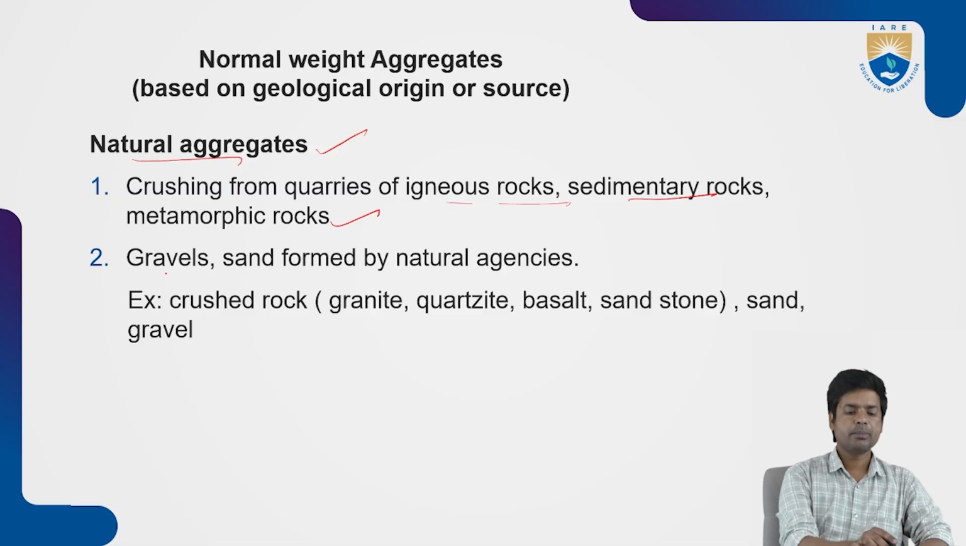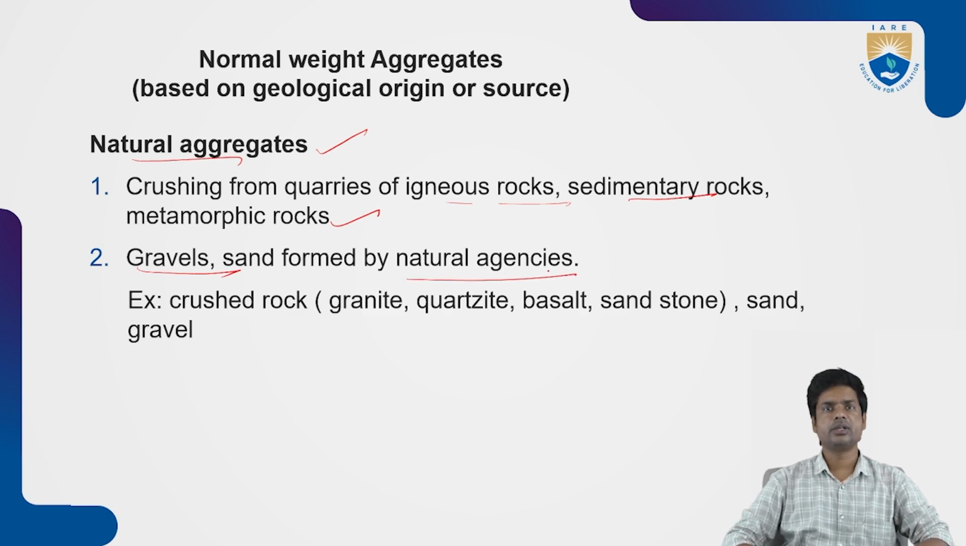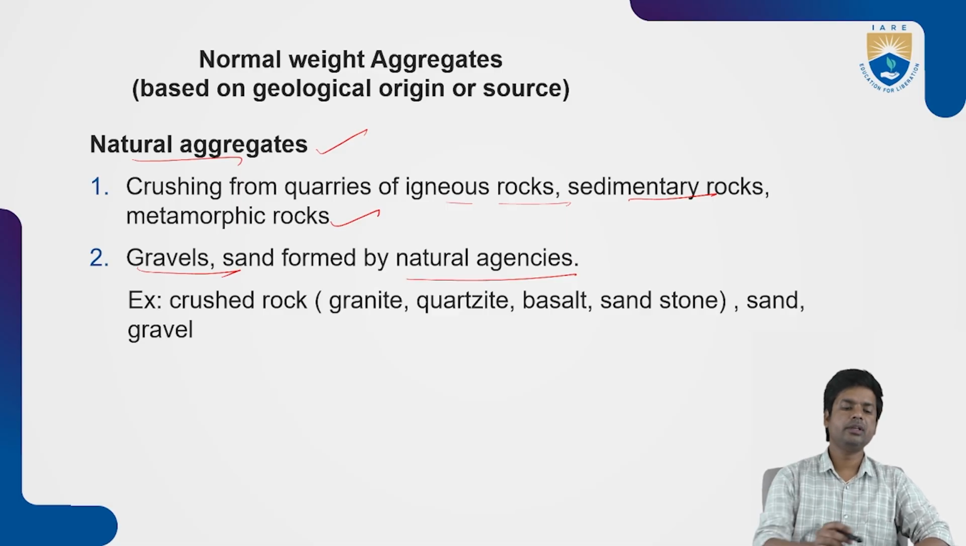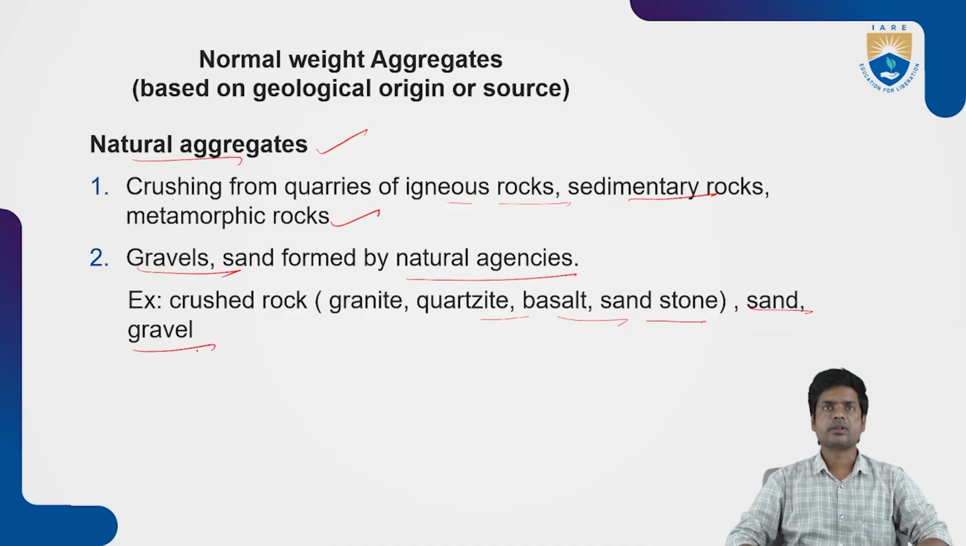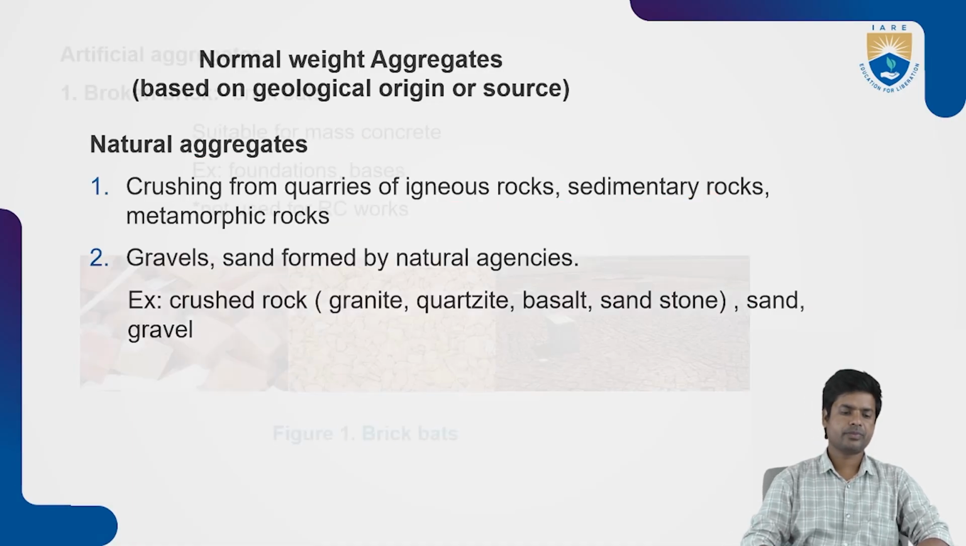The examples for natural aggregates are gravel and sand formed by natural agencies, due to wind action and weathering agents. That sand is called a natural aggregate, and gravel also. And the first one is crushed stone. Examples of natural aggregates are crushed rock, granite, quartzite, basalt, sandstone, sand, and gravel. These are the examples for natural aggregates.